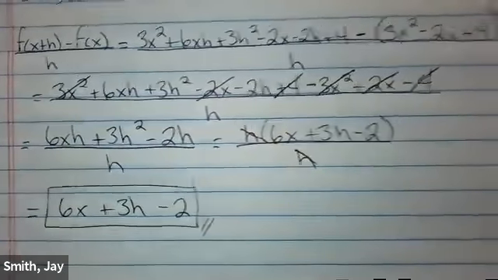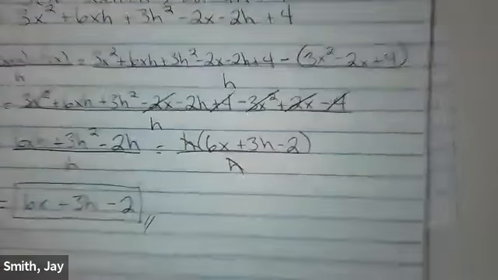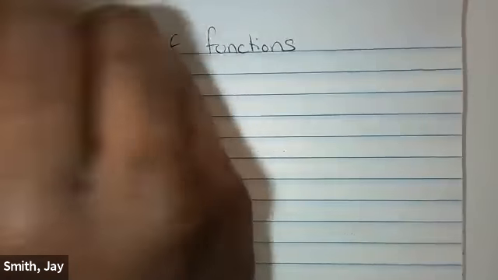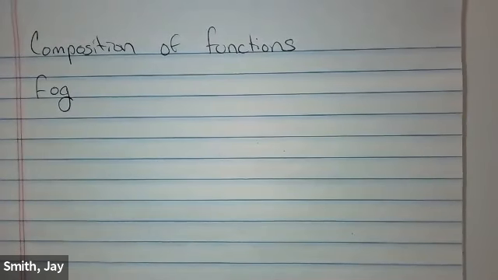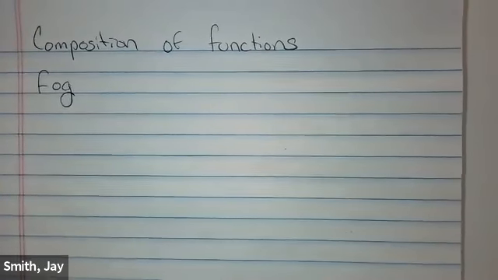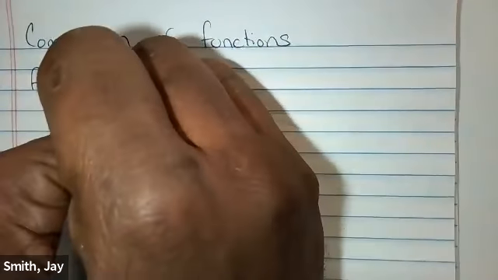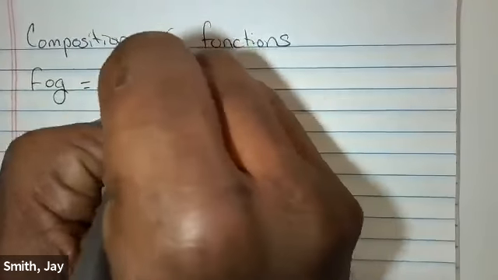All right, so the next thing we need to talk about is the composition of functions, functions inside of other functions. It looks like f o g, but it's read as f composed with g. This is the composite function. By definition, f composed with g is f of g of x.